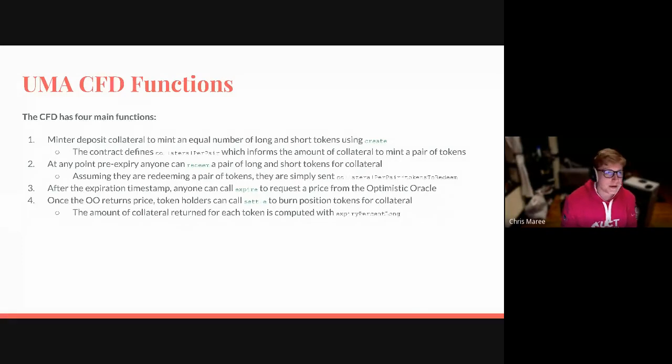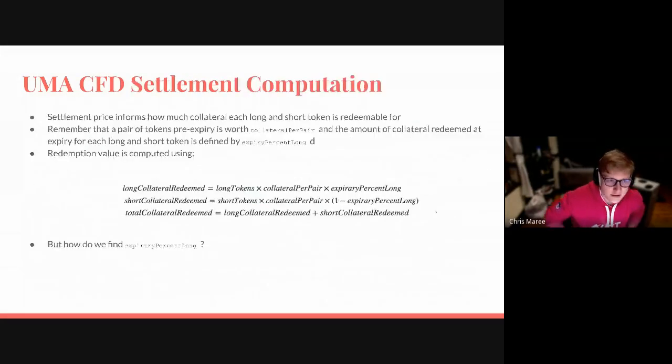Okay, so what we'll do is we'll go to the next slide and talk about how settlement actually works. So this is that equation we saw on the previous slide, but just digging a bit more into this. The settlement price informs how much collateral each long and short token is redeemable for. And you could redeem these in a pair if you wanted to, but the whole point at settlement is you could redeem an unequal number of long versus short. So you might have a few long, a few short, you might just have one side or the other, it doesn't matter. And the redemption value is basically calculated using this equation.